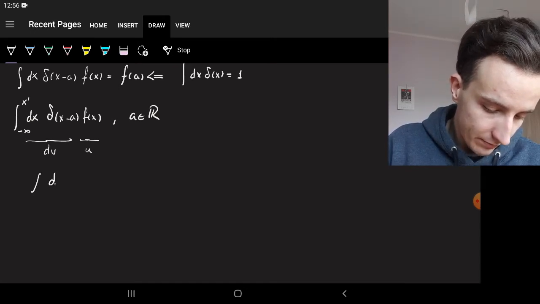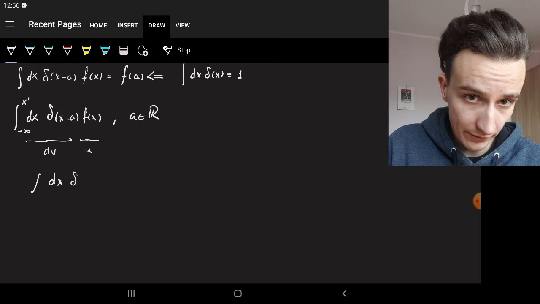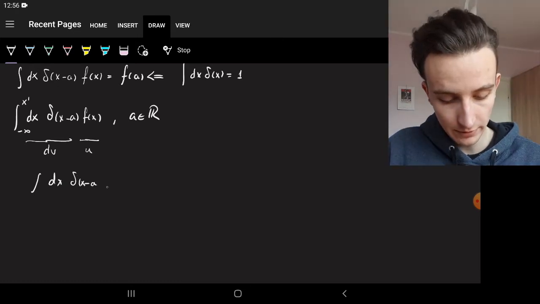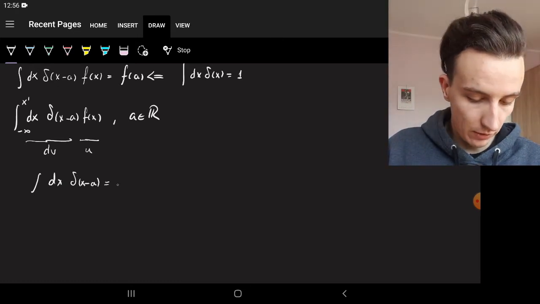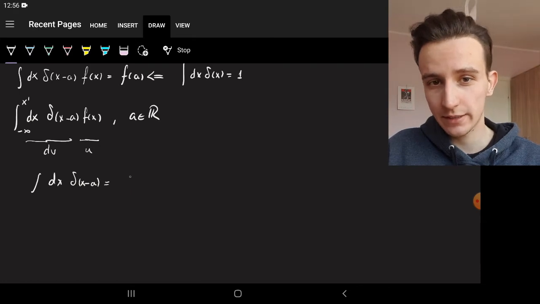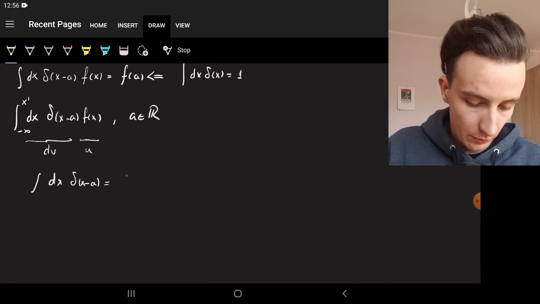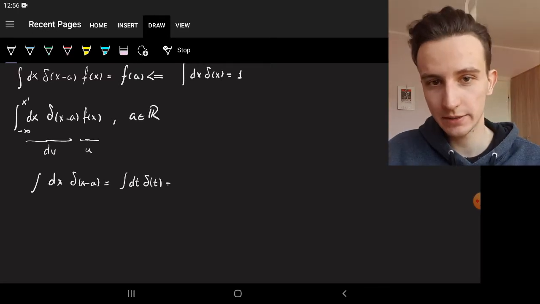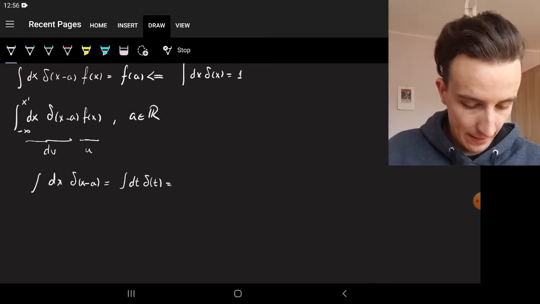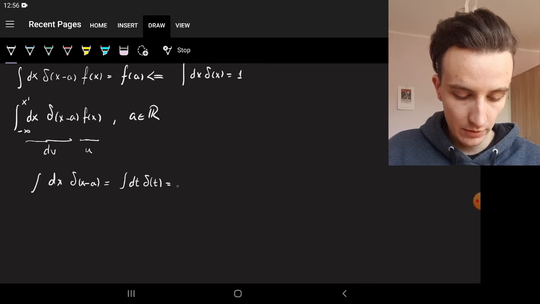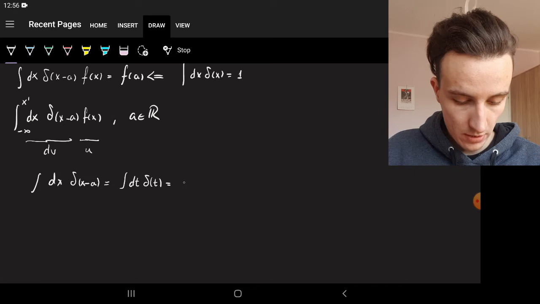So we need the indefinite integral dx of delta of x minus a. Well, we can use a substitution, remember? x minus a is equal to t. So we say the integral dt of delta of t. We just remembered the substitution because we're big boys. And we get that this is equal to 1, right?